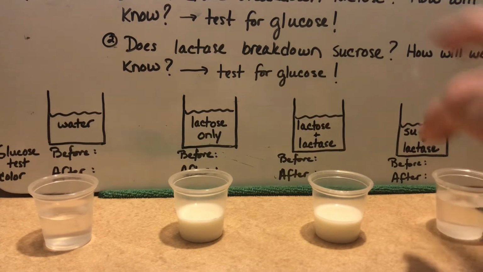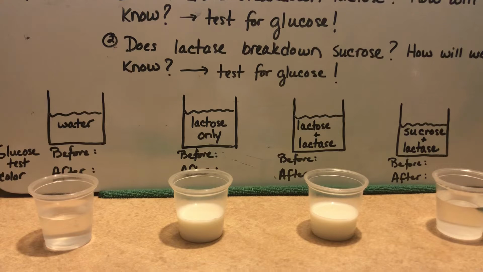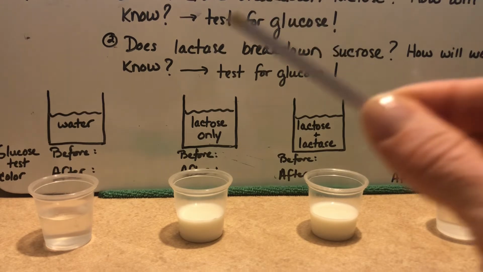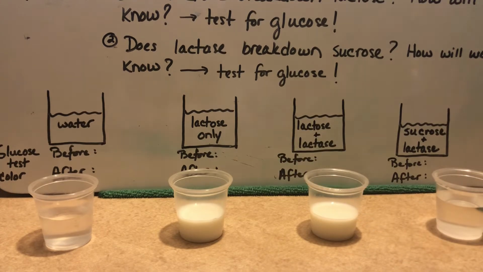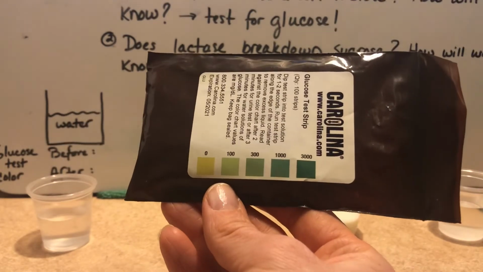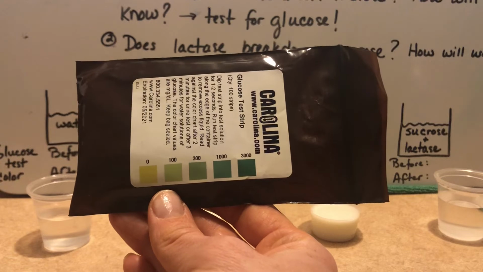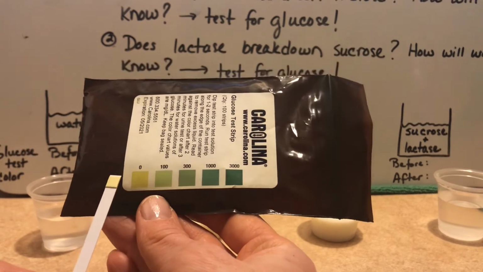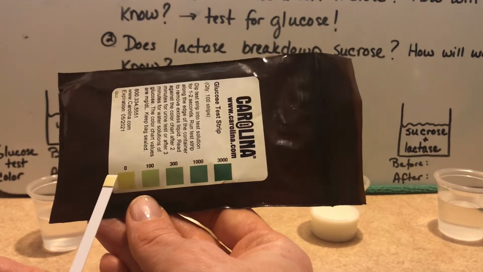Now, after we add the enzyme to these things, we're going to be testing for the presence of glucose, and we're going to be using these little glucose testing strips, and they come like this. We're not going to pay attention to the numerical values. We're simply going to look for a color change, and you can see that originally, the way that the strips come out of the bag is they are yellow, right?